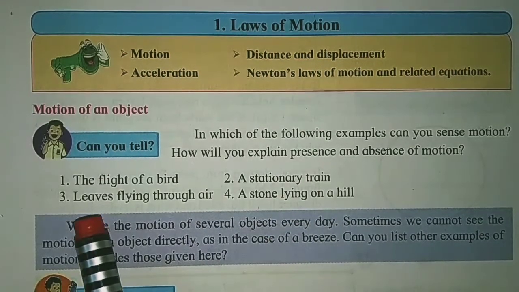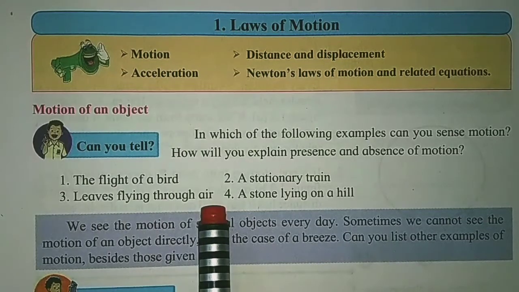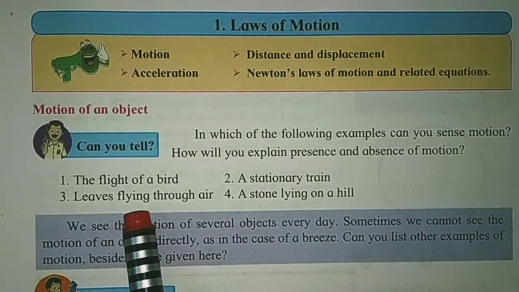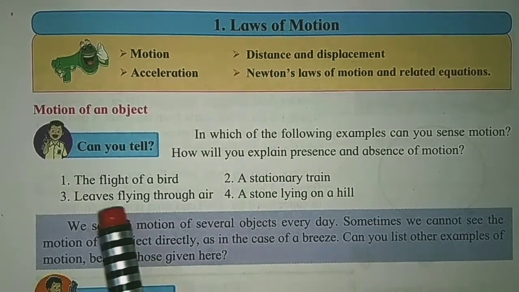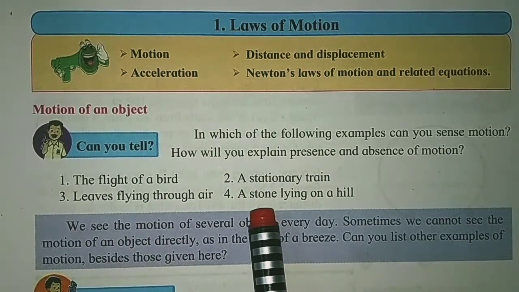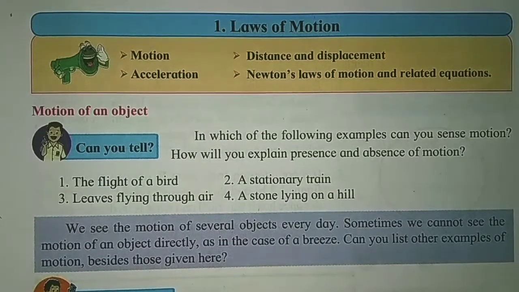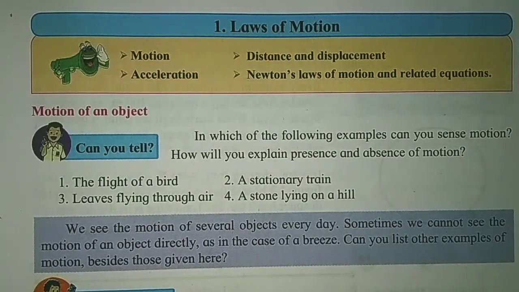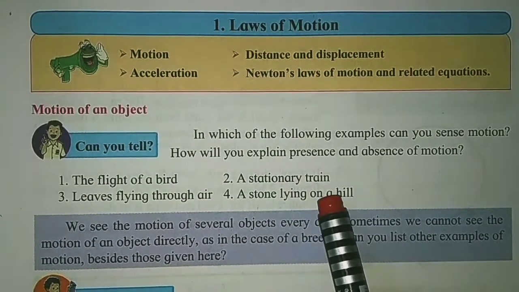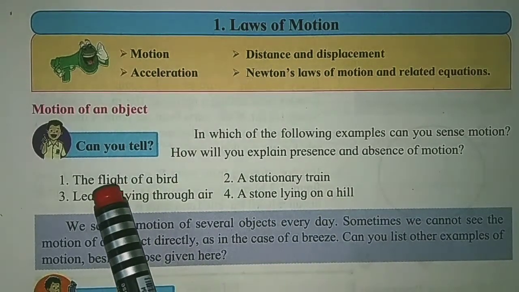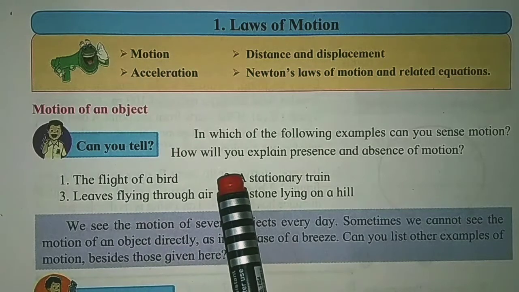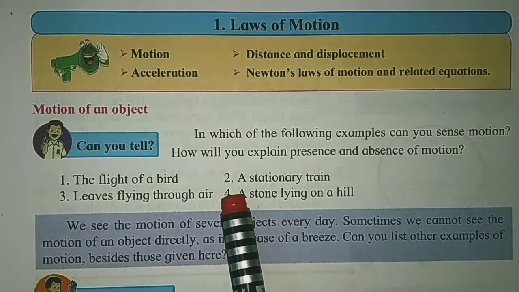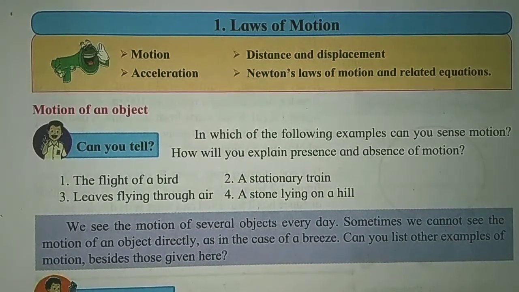Now the third one is leaves flying through air. Means there is a motion, there is a change of place. That's why this is in motion. So a stone laying on a hill. So the stone is laying, not moving. That's why there is no motion. There is the absence of motion. In the first and the third case, there is a presence of motion, and in the second and the fourth, there is an absence of motion. So what is given here?